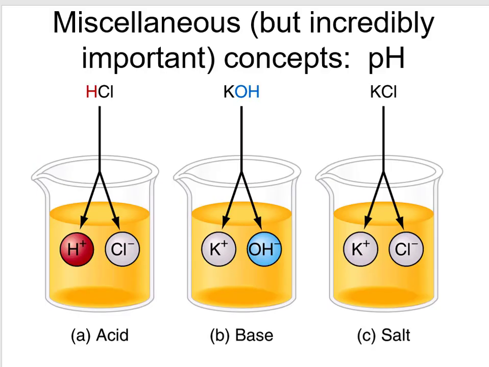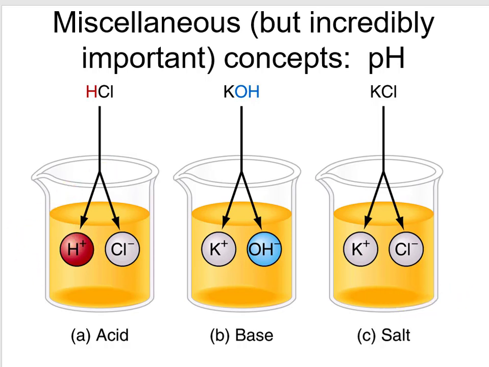And the last miscellaneous concept, but really, really important, is this idea of pH. pH stands for power of hydrogen, and that is an indicator of acidity. By definition, an acid is something that donates hydrogen ions to a solution. That's what an acid is. A base is something that donates hydroxide ions, OH-, to a solution. And a salt is just when a cation and anion get together and they separate out in solution. So sodium chloride is probably your most famous salt.